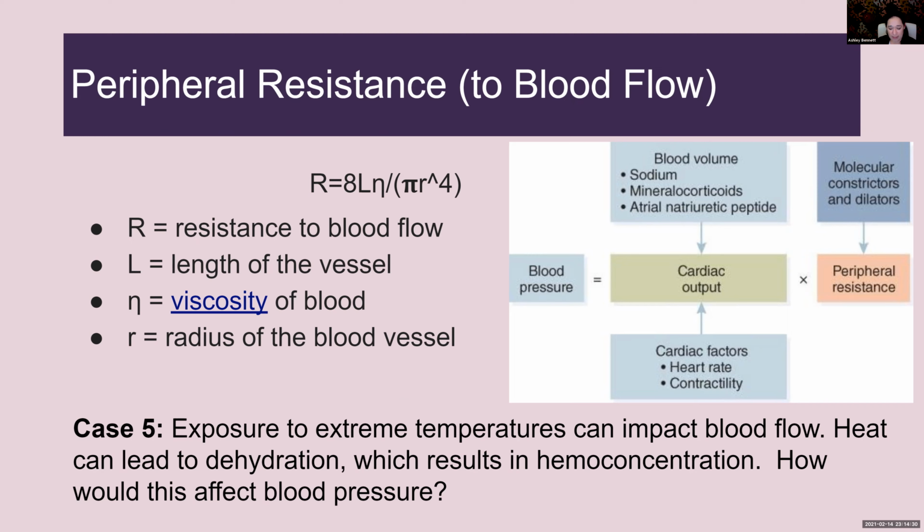And then the radius of the blood vessel, this is just the radius. And so what affects this? Well, this is totally affected by your autonomic nervous system. Sympathetic nervous system makes the radius shrink, and parasympathetic nervous system makes it relax, makes it bigger, right? And because we are dividing by the radius to the 4th, the radius is going to have the biggest impact on your blood pressure.